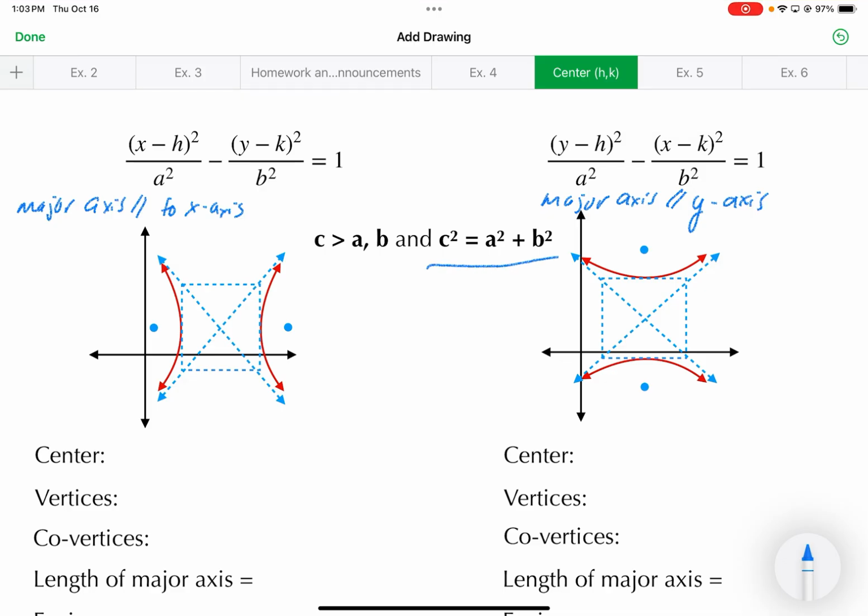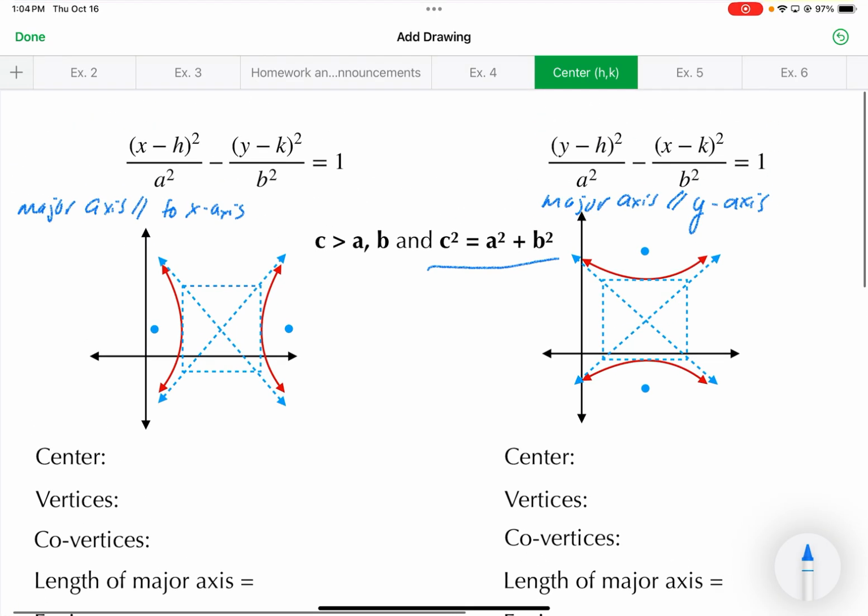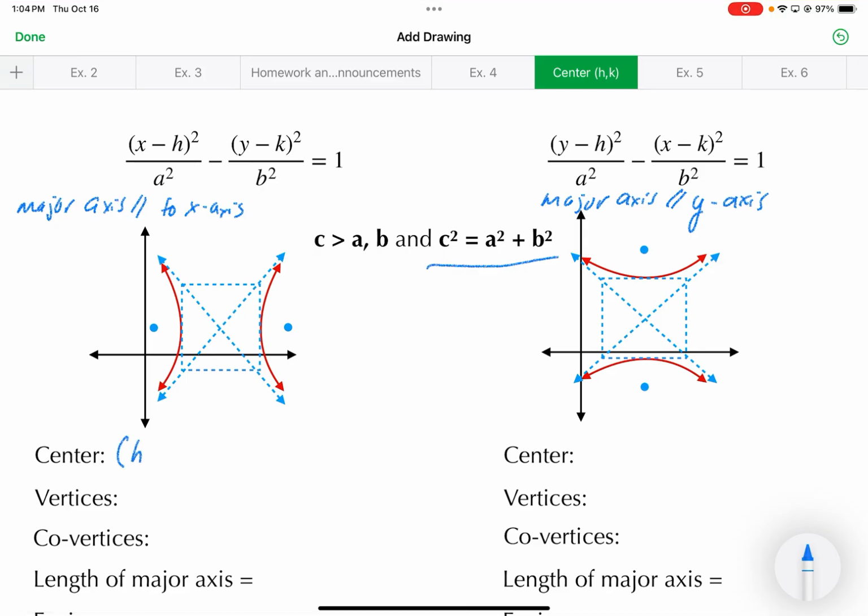And again, we're dealing with the equation c squared equals a squared plus b squared when we want to find our c value. All right, let's get into it. What's my center going to be? (h, k). Okay, so that's here. That is (h, k), that's my center. I wrote that very small.